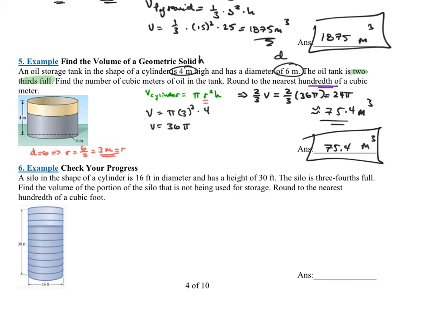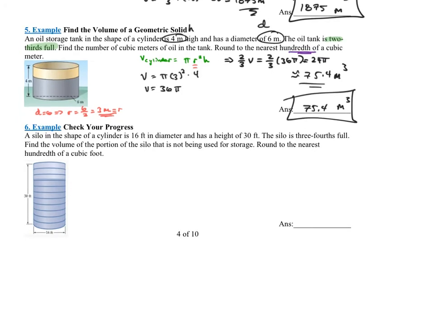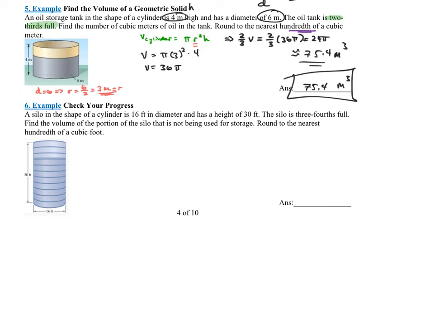Excellent application problem there. We found the volume of the cylinder, but we realized it was only 2/3 full. So at the end, we had to multiply by 2/3 and then round properly. If you rounded early, you most likely wouldn't have the correct final answer. So if you're off by a decimal point or 2, what you most likely did, almost certainly, is you rounded early. Never round until the end.